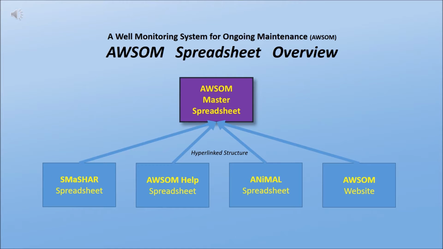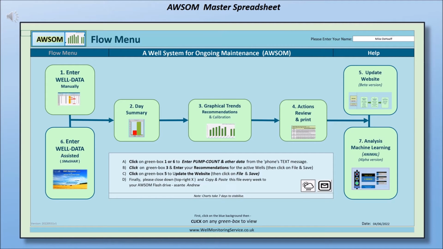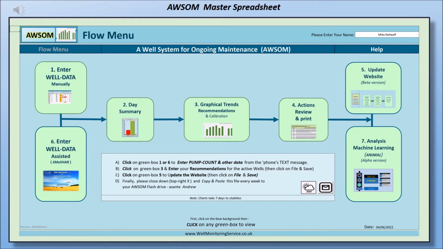So first, let's have a look at the AWSOM master spreadsheet. This is the main user interface for the AWSOM master spreadsheet. It is split up into 7 blocks, and we'll go through each block one at a time. Very briefly, block number 1 is where we enter well data manually. We read the text, and we type it into block number 1. Block number 2, the day summary, is where we see the spreadsheet's view of any possible problem wells.